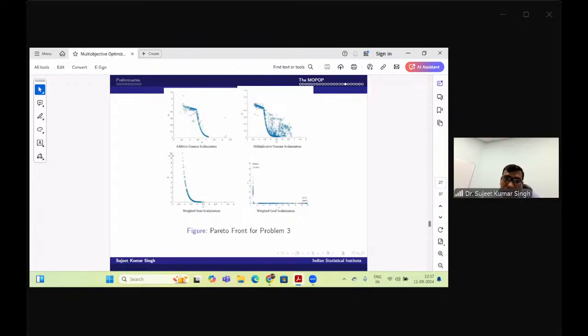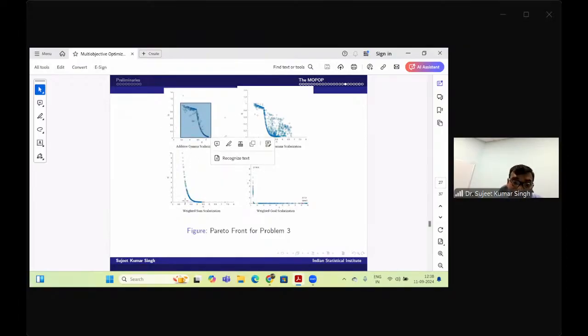Now the third objective here. This is the solution by additive gamma. This is the solution by multiplicative gamma. This is the solution by weighted sum. This is the solution by weighted goal. Here you can see the solution by weighted sum is giving this Pareto front, which is a convex Pareto front. And the solution by additive gamma is giving this, which is not a convex Pareto front, with the same weighting factors.